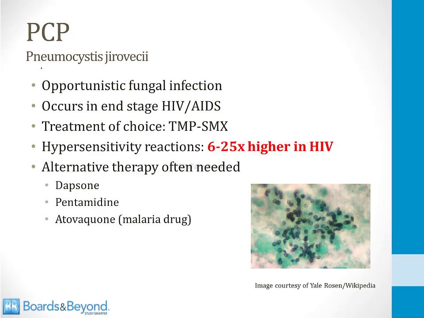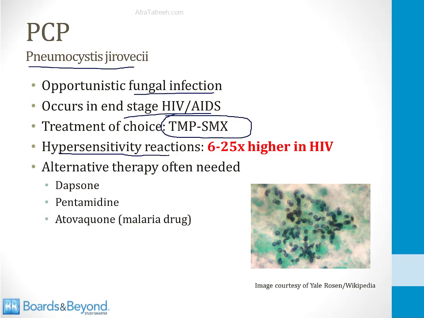Let me finish with this slide on pneumocystis pneumonia, which is caused by the fungus Pneumocystis jirovecii. This is an opportunistic fungal infection that causes pneumonia. It occurs in end-stage HIV and AIDS, and I talk about this in detail in other videos. But what I want to point out here is that the treatment of choice is Bactrim. However, unfortunately, for reasons that are poorly understood, hypersensitivity reactions are much more common in patients with HIV compared to the general population. They are 6 to 25 times higher in patients who have HIV.